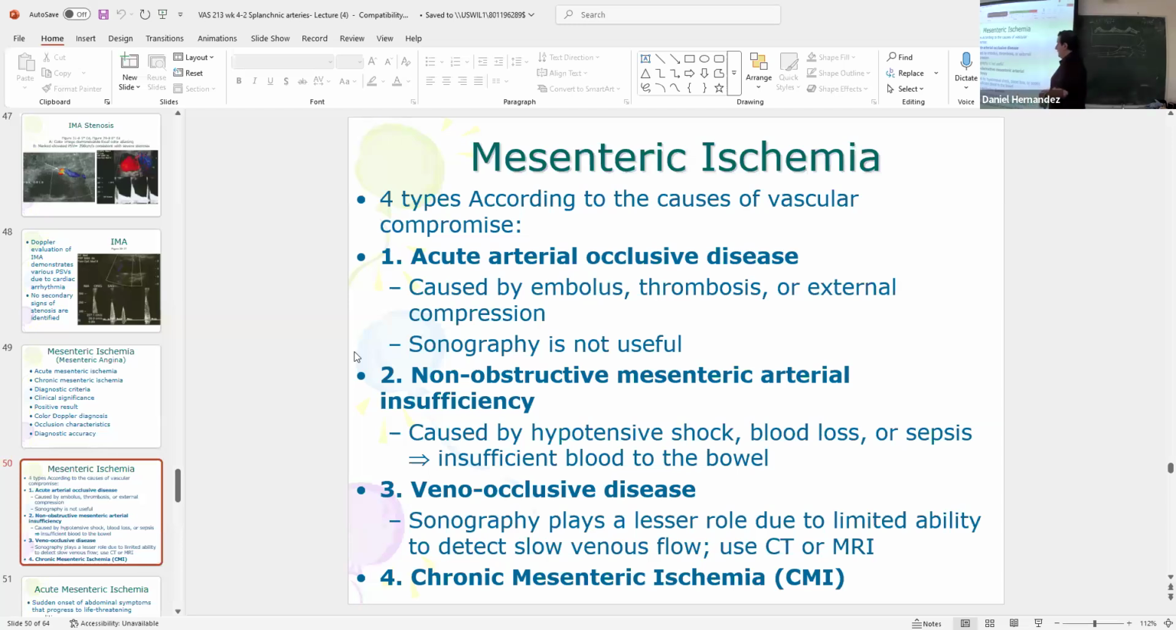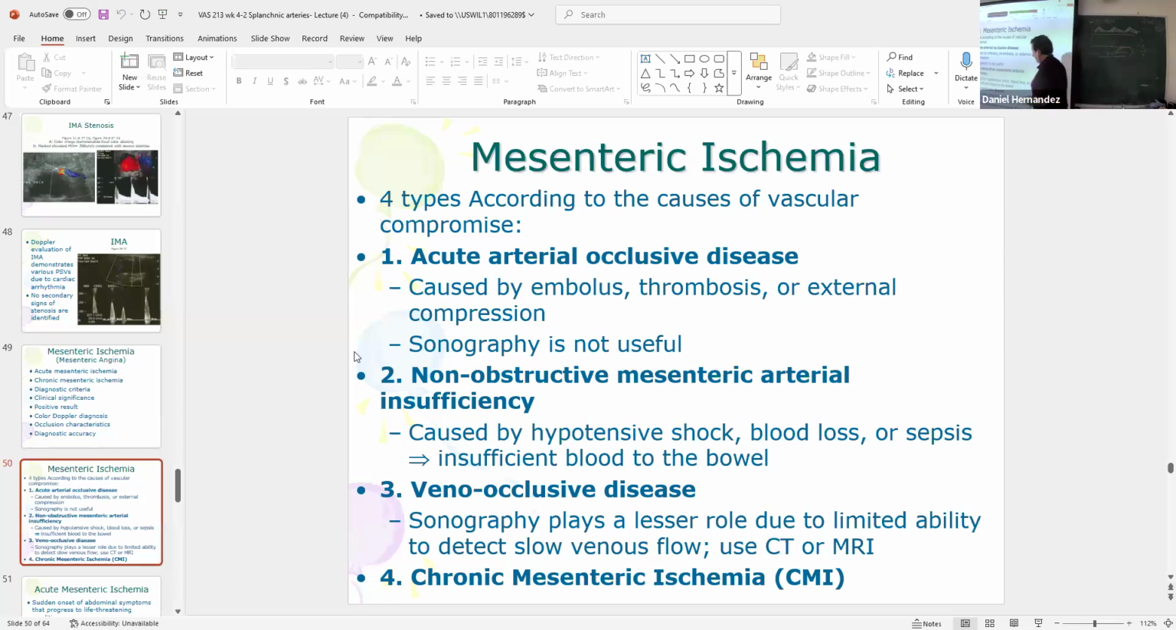Third, mesenteric ischemia that a lot of people don't think of. We're focused on the arteries, but it could be an issue on the venous side. If we have poor venous drainage and wind up with occlusion or thrombosis in the drainage, blood flow is entering but not draining out, and that leads to problems. Sonography plays a lesser role due to the limited ability to visualize all that venous vasculature drainage.